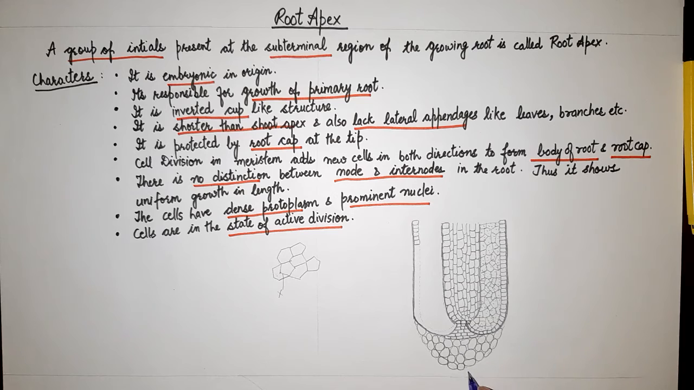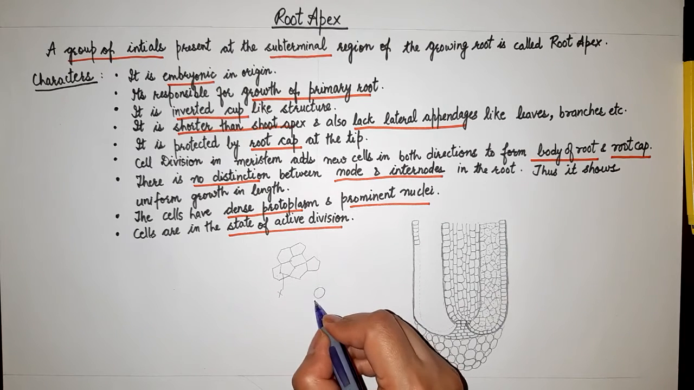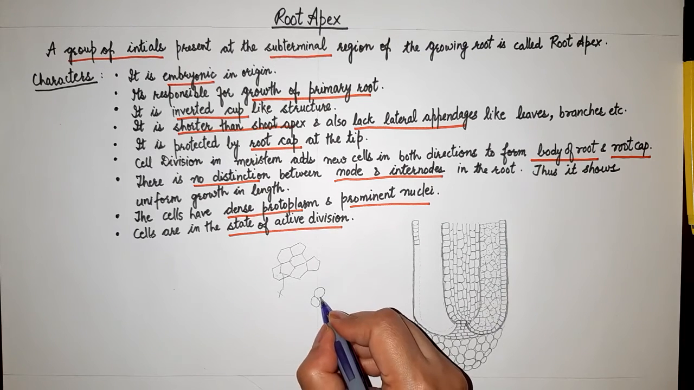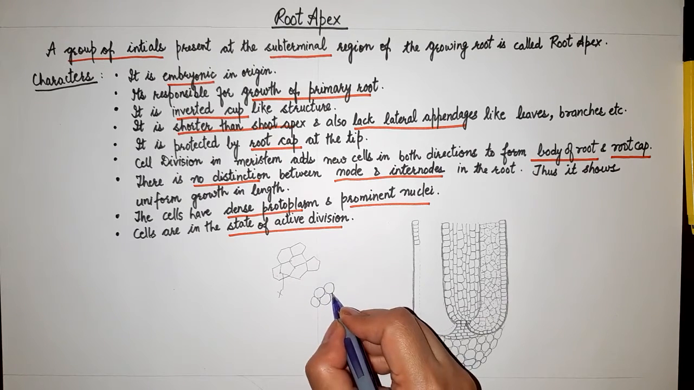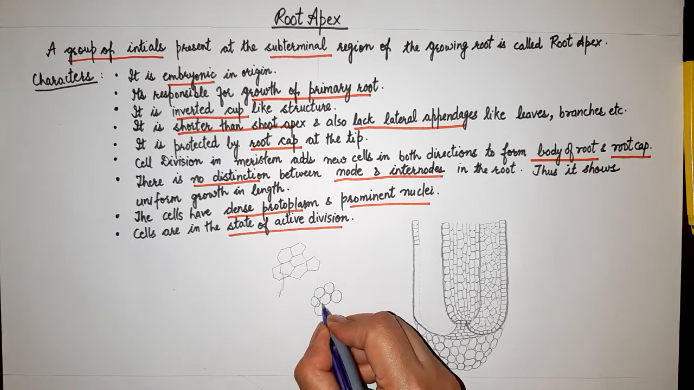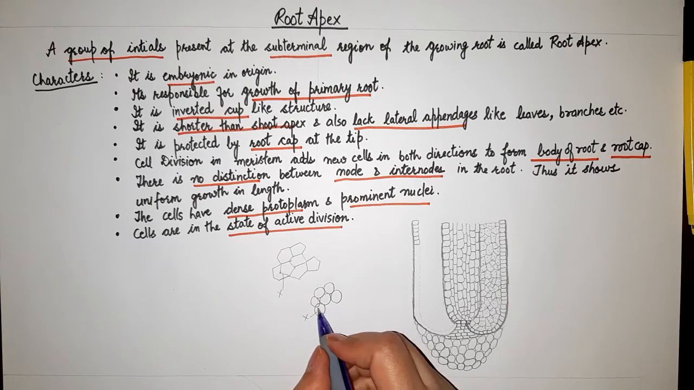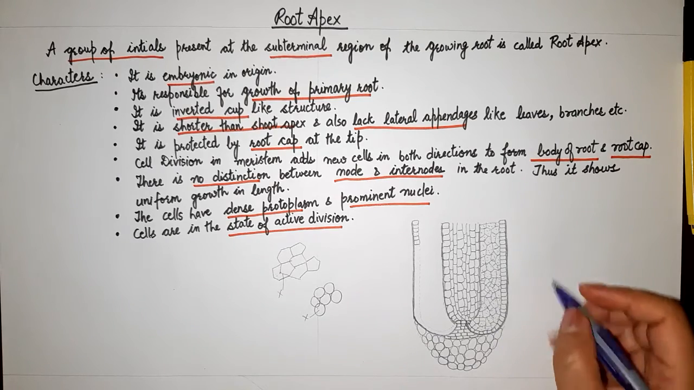So it should be a dome shaped area. Okay, they should not overlap. Whenever you are drawing cells, you can slightly D-shape them in order to fit them properly. Okay, but don't draw it like this. This is wrong. There should be no overlapping. So that was about the structure.